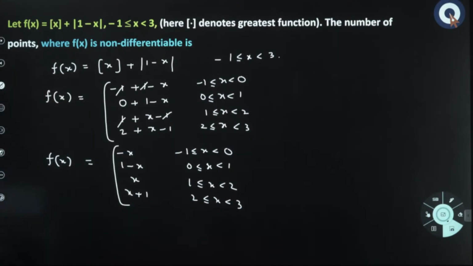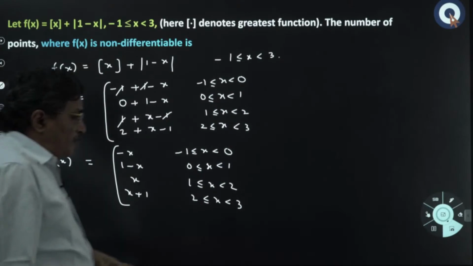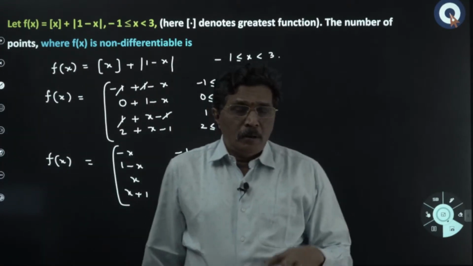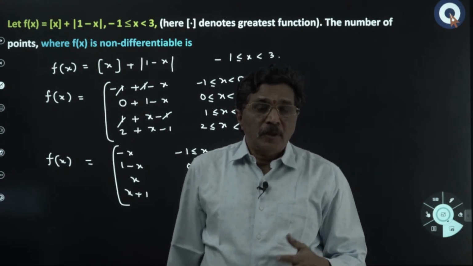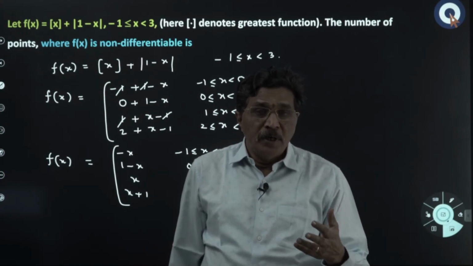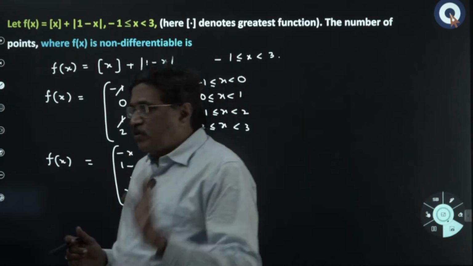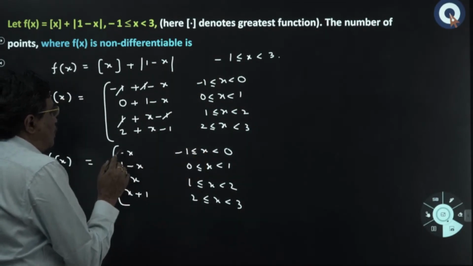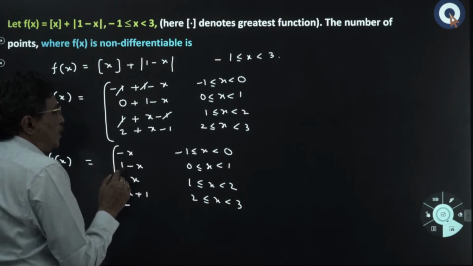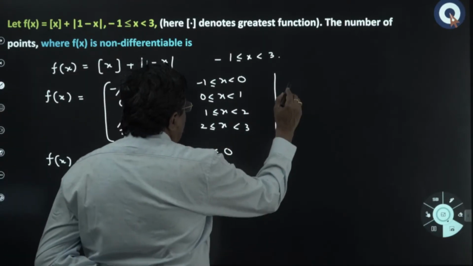Now we have to find the points where the function is not differentiable. For differentiability, the necessary condition is continuity. Suppose at a point the function is not continuous, it will as well be not differentiable, so we don't have to check the differentiability. So let us first check continuity. At 0, the left hand limit is 0, the right hand limit is 1, and the value is also 1. So not continuous at 0.